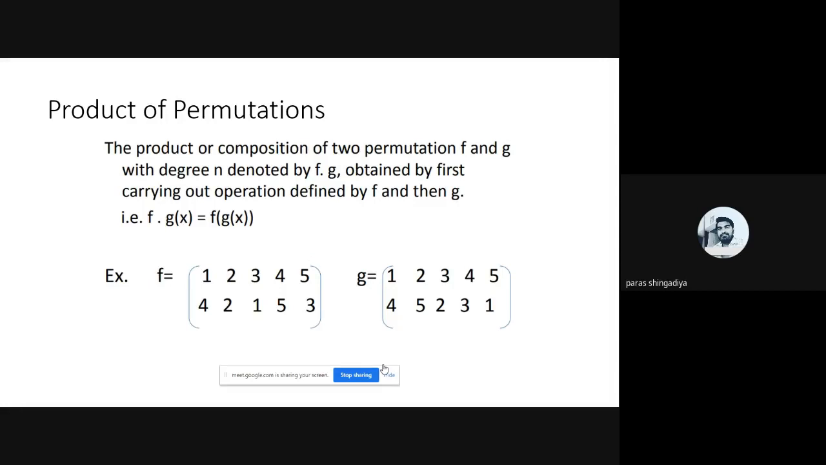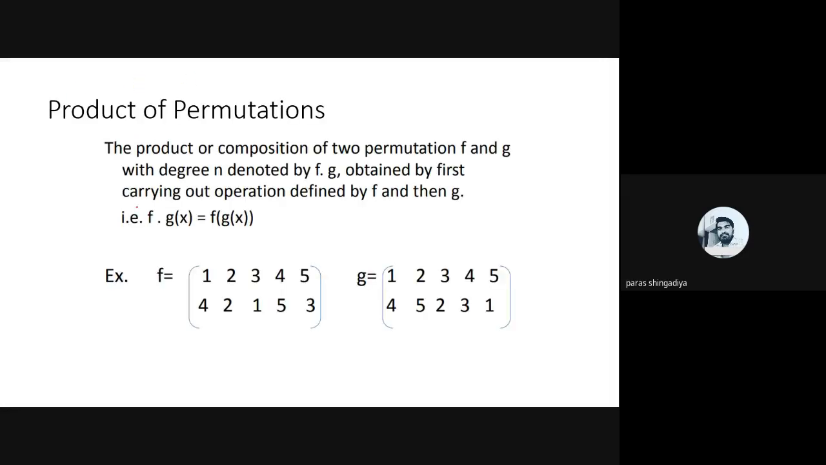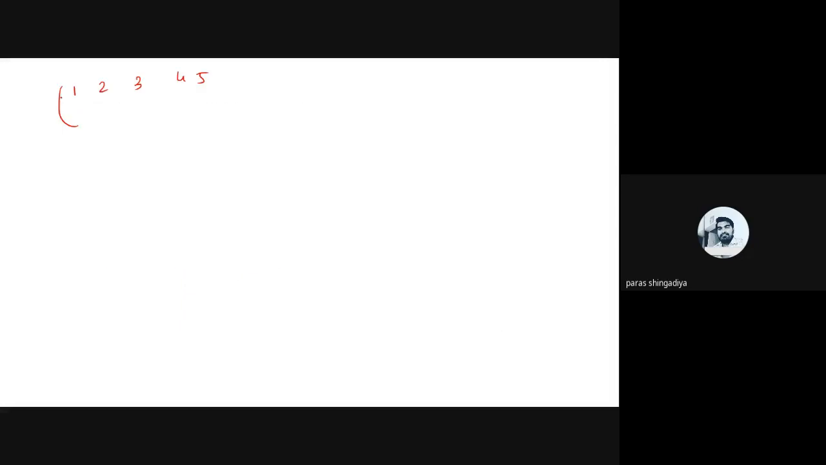Discussing the product of permutations. These are the two permutations given: 1 4 2 2 3 1 4 4 and 5 3, and G is 1 4 2 5 3 2 4 3 and 5. So how can we check its product? Here the data is 1 2 3 4 5, and F is 4 2 1 5 3. That is the F value.